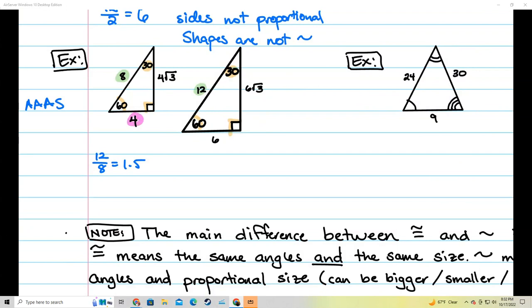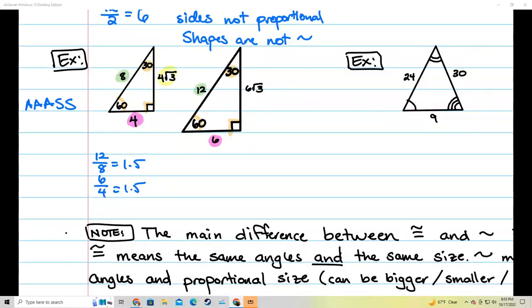I'm going to check the 4 and the 6. Remember, I went big to small, so I've got to stay consistent. Whatever I did the first time, I've got to keep doing it. So I'm going to take that big one, which is the 6. The 6 has to go on top, 4 goes on the bottom, and oh, look at that, again, another 1.5. So far, this is looking good. I've done two sides, and they are proportional. That's not enough. I need to check all of them and see if they all work.